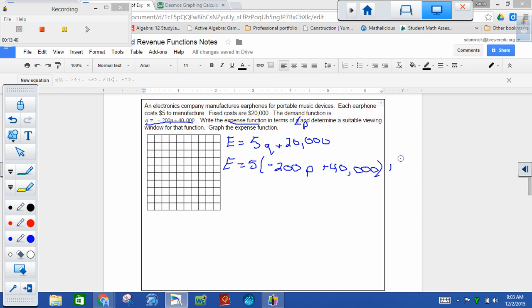Oops, sorry, I keep hitting that button. So I'll just simplify this. I'll multiply everything by 5. So I get negative 1,000 p. And then 5 times 40,000 will get me a 200,000. As long as your teacher didn't mess up, right? Okay, what's another 20,000?